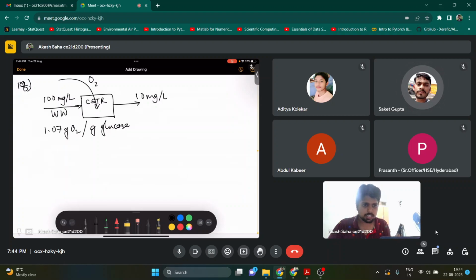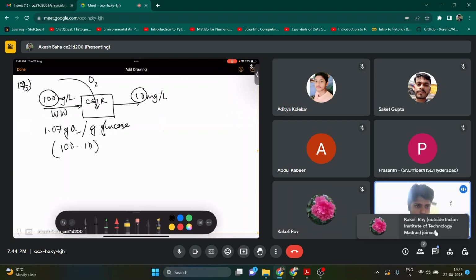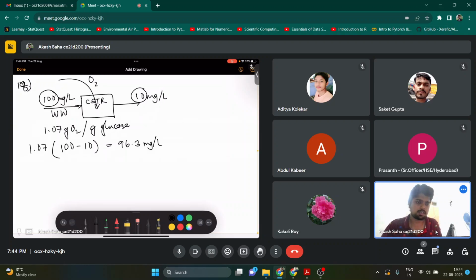Now in this equation, if we want to see what my COD consumption is, how much BOD has to be consumed, like how much oxygen will be consumed, we know it for sure. That is from 100 to 10. So 100 minus 10 is the total oxygen that will be consumed, into 1.07. So it will be equal to 96.3 milligram per liter. This is my total COD consumption.